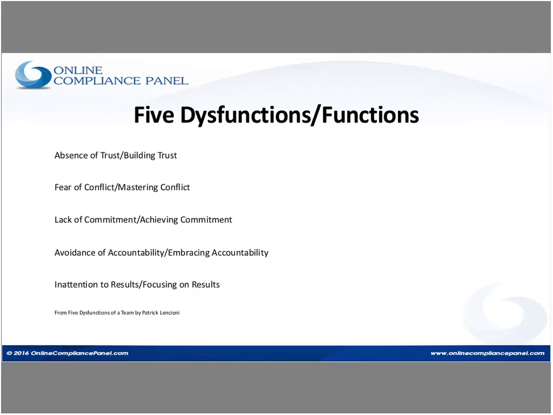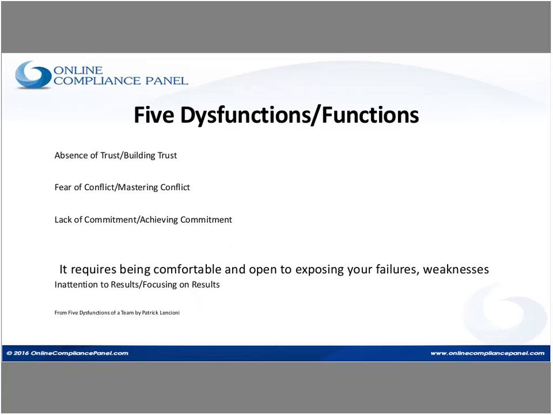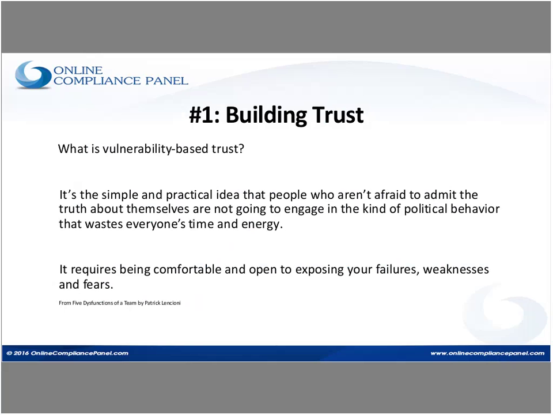In order to achieve commitment, you need to have mastered conflict. In order to embrace accountability, you need to achieve commitment. And then finally, in order to be able to focus on results, teams need to be able to hold themselves and others accountable. So we're going to go into detail on each one of these 5 dysfunctions and corresponding functions. The first function is building trust.